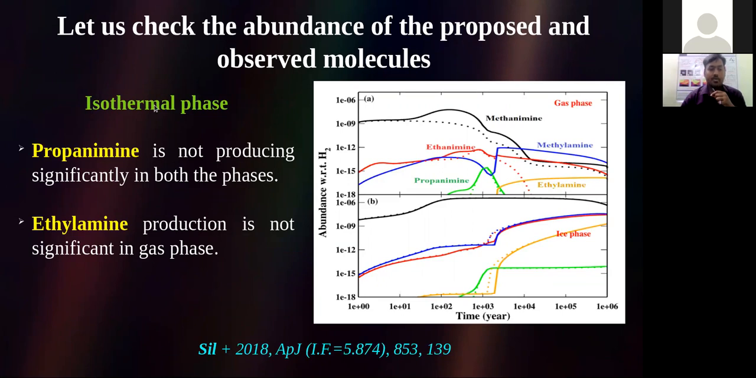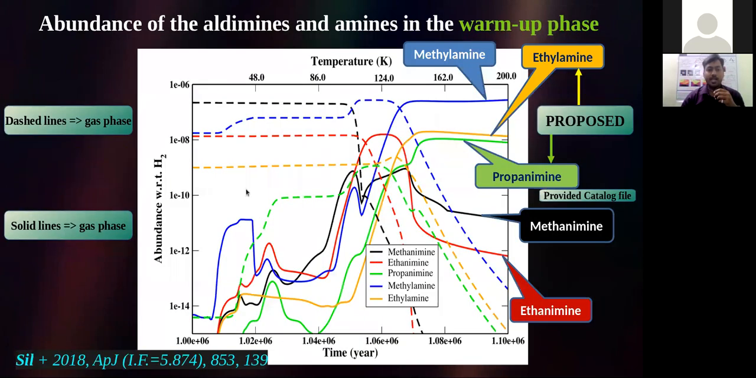their detectability. For this we modeled gas-grain chemistry in the isothermal phase and found that propanamine and ethylamine, the green curve and yellow curve, are not produced much in the gas phase in the isothermal phase. Next we check their production in the warm-up phase, where the temperature gradually increases from 10K to 200K, and these species sublimate from the ice phase to the gas phase according to their binding energy. We find that propanamine and ethylamine, the green curve and yellow curve, are produced much more, of the order of 10 to the power -8. So from our modeling results and also from rotational intensity calculations, we propose these two molecules for future observation.